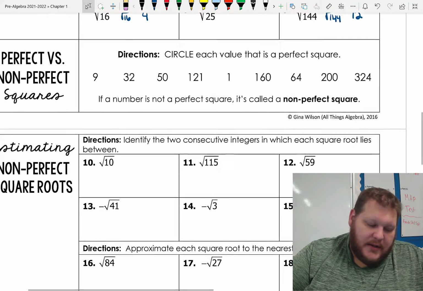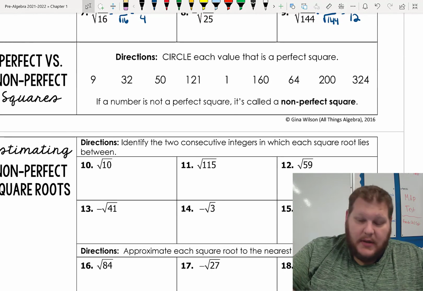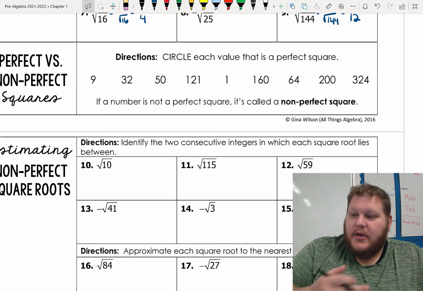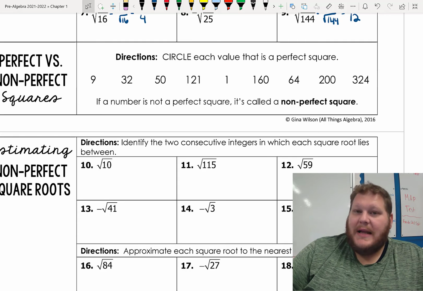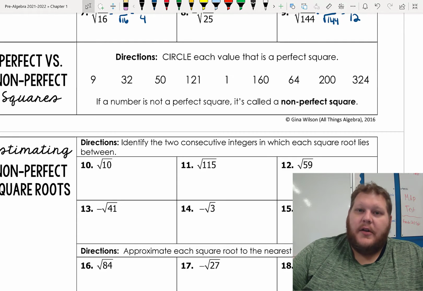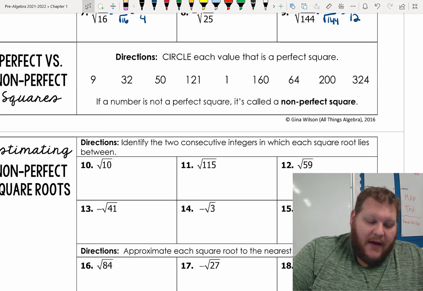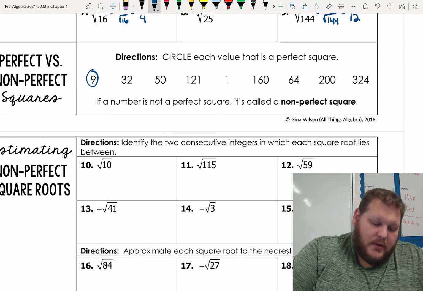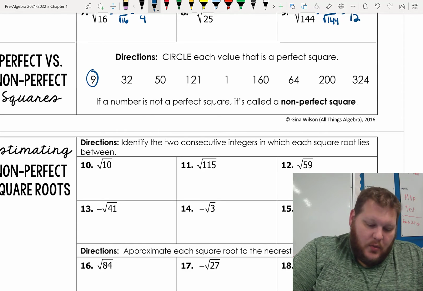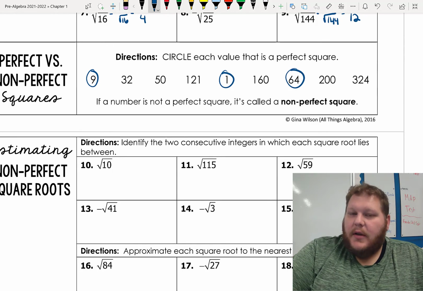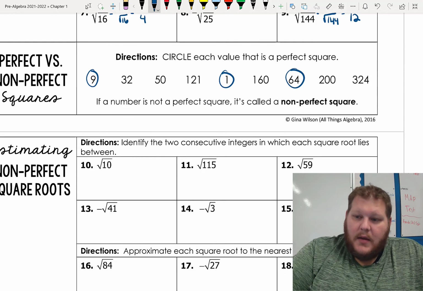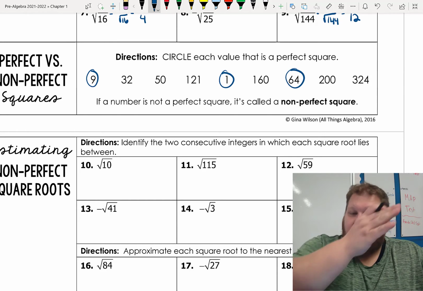So if we take a look at perfect versus non-perfect square roots, here we should be able to identify either using our calculator or from our times table which ones are perfect squares and which ones are not. So if they're asking us here to circle all the perfect squares, the obvious ones that we went through, 9 is 3 squared, 1 is 1 squared, 64 was 8 squared. That was from my list up above. But we do also have 2 others in this list that are still perfect squares that weren't in my list. So you can, again, either use your times table, go through those diagonals.